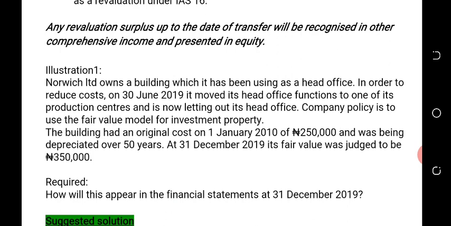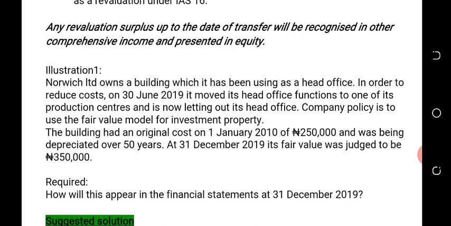Company policy is to use the fair value model for investment property. The building had an original cost on 1st of January 2010. The initial cost of that building as at 1st of January 2010 was what? 250,000 naira, and it was being depreciated over 50 years.